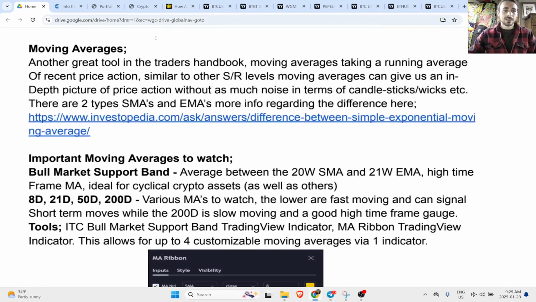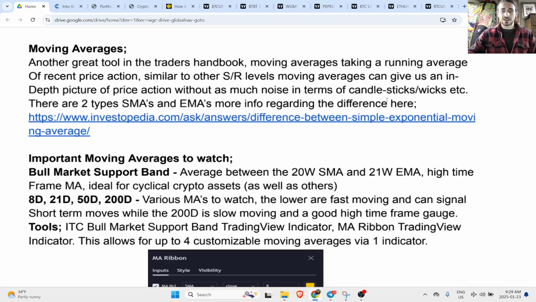Moving on a little bit, and we'll touch on all this a bit later on as well. We see moving averages, another great tool in the Trader Handbook. They basically take a running average of recent price action. They can act as support and resistance as well. We do see there's a couple types. You've got SMAs, simple moving averages, and EMAs, exponential moving averages.